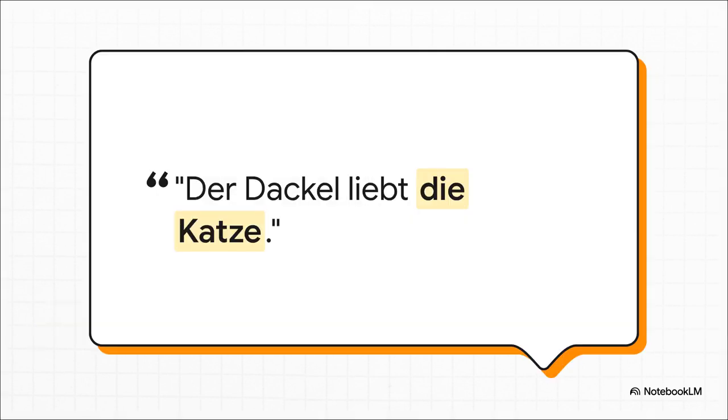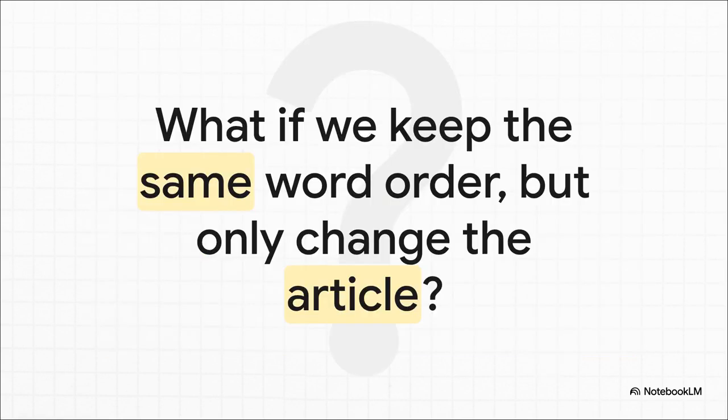Let's get back to our furry friends. In this sentence, we see der Dackel. That der is the nominative article. It's a dead giveaway that the dachshund is our subject. He's the one doing the loving. The cat, die Katze, is the object. And here is where the true power of cases just becomes crystal clear. We're not going to move a single word, we're just going to tweak that very first article.